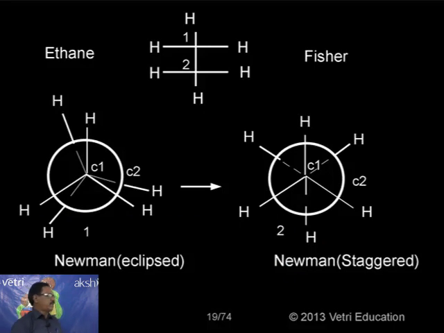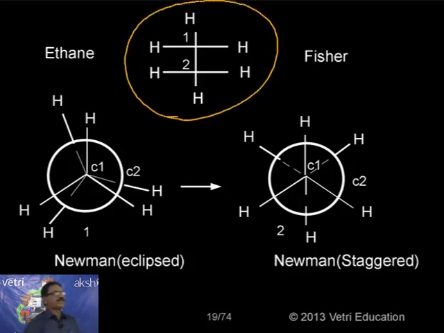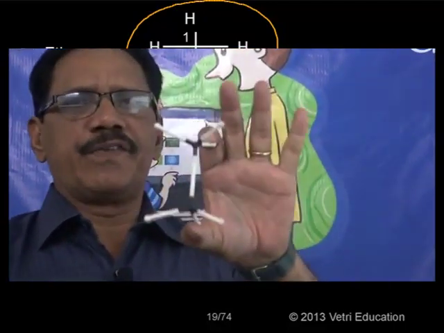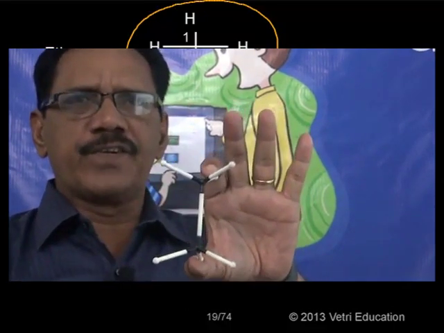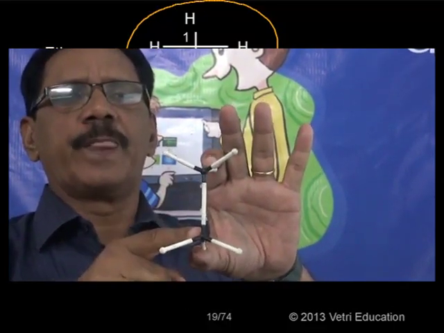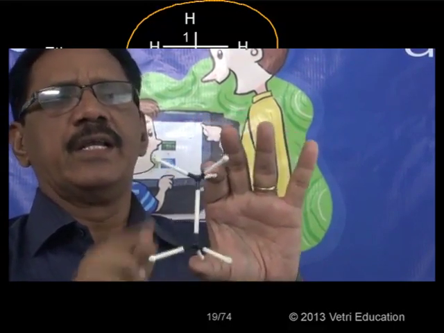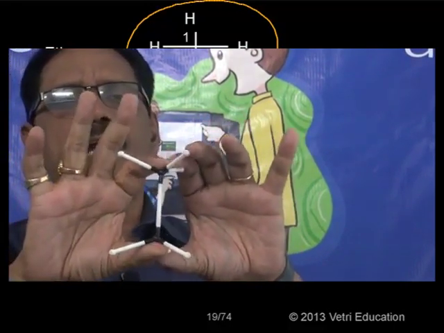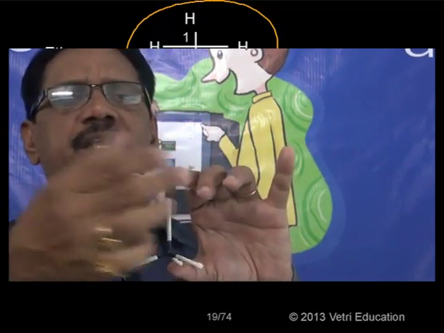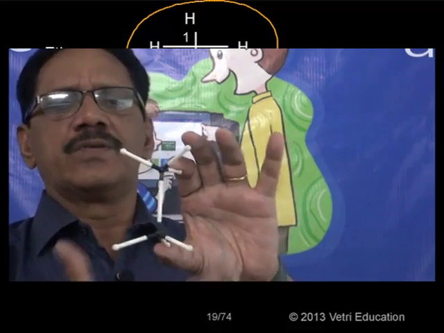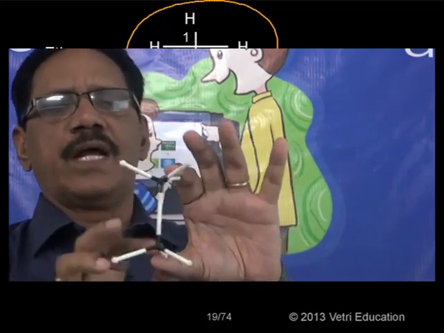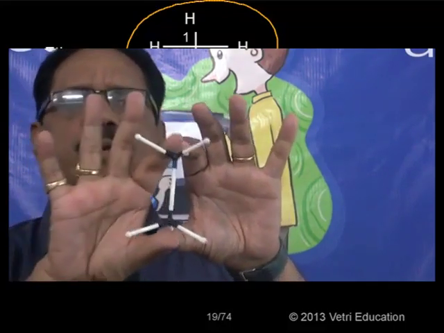Now this is according to the Fischer projection. The structure of ethane: just see here, this is the ethane molecule, according to Fischer. There are two carbon atoms, carbon 1 and carbon 2. Carbon 1 has hydrogen on the left and on the right. Carbon 2 has hydrogen on the left and right. These two hydrogens are away from the observer. That means the two carbons, carbon 1 and carbon 2, are vertical, and these hydrogens are horizontal. These two hydrogens move towards you, the observer, and these two hydrogens move away from the observer. This is the way you have to view the model by Fischer, as you are seeing on the board.